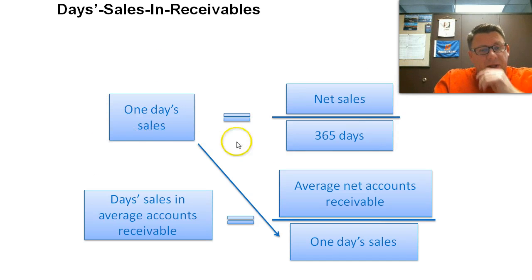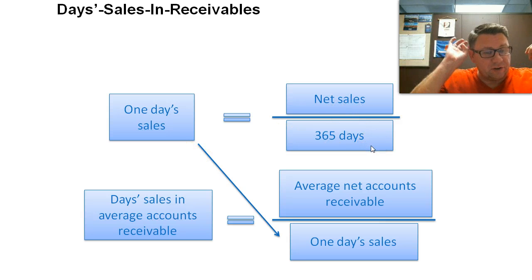The first step is we calculate 1 day's sales. We want to know an average 1 day's sales. So we take our net sales and divide it by 365, and this gives us our average 1 day's sales for the year. We then use that information to divide it into our average net accounts receivable, and that tells us on average how many days it is taking us to collect our receivables.